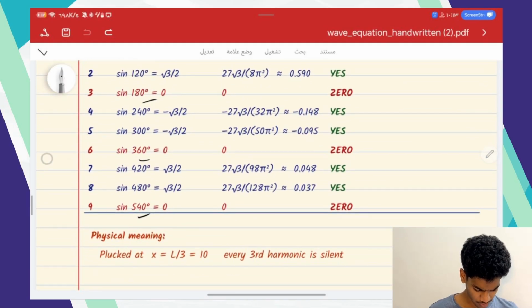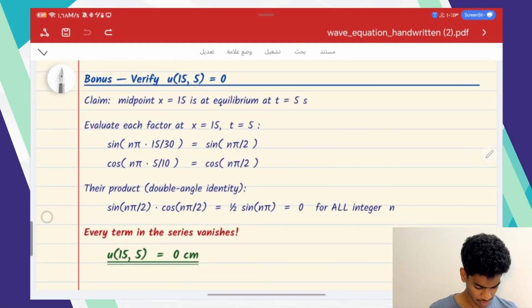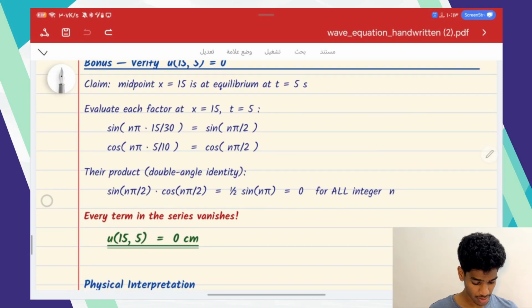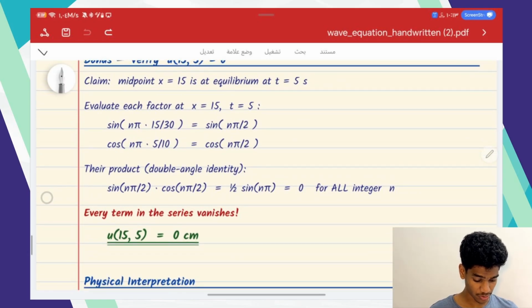As a quick check, at x = 15 and t = 5, every term in the series has a factor of sin(nπ/2) times cos(nπ/2), which equals 1/2 sin(nπ), which is 0 for all integer n. So the midpoint is at equilibrium at t = 5 seconds.